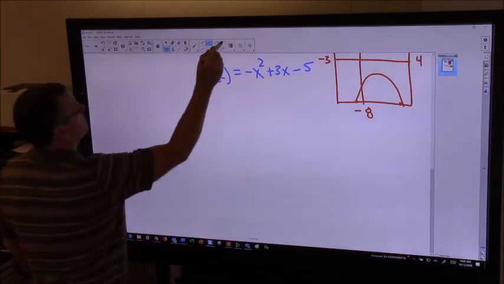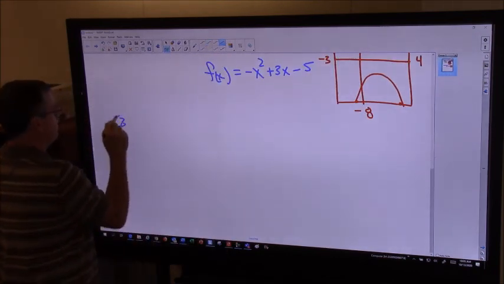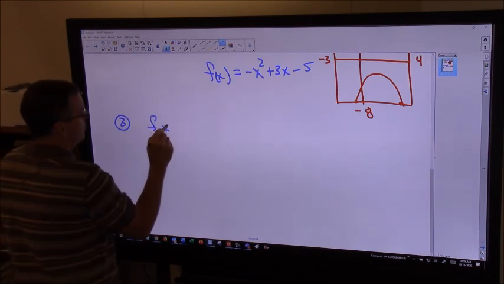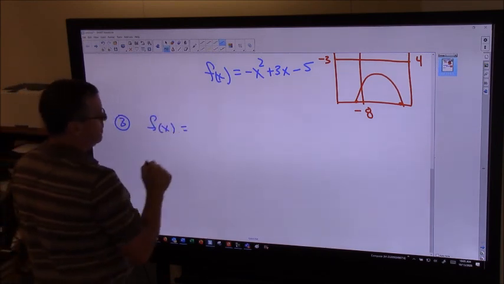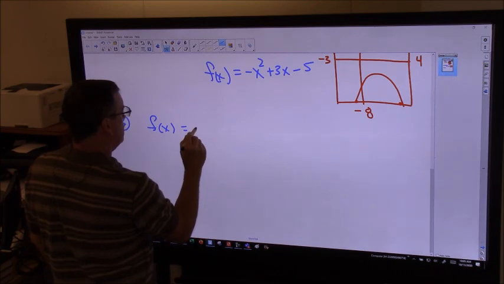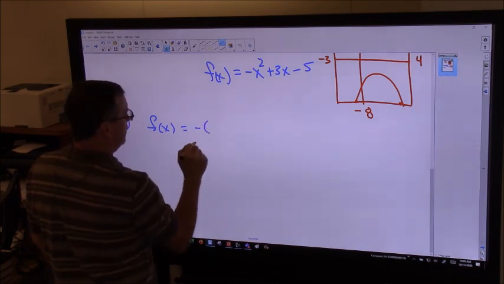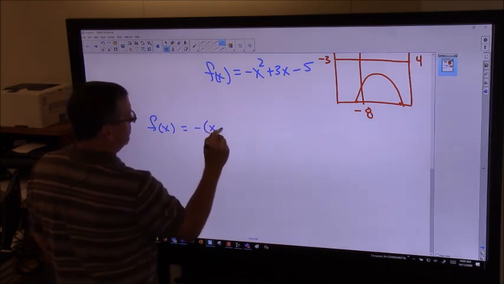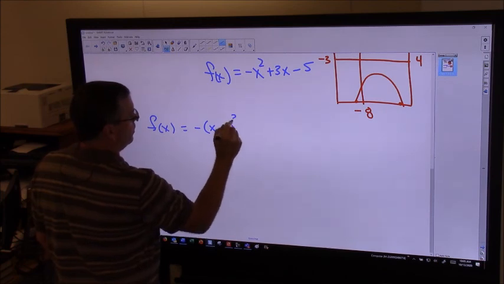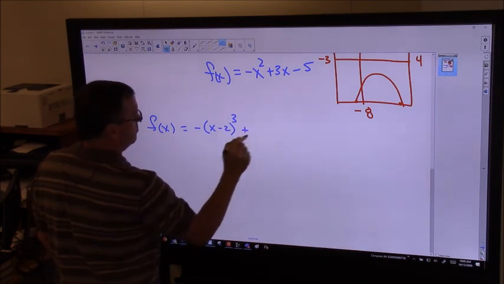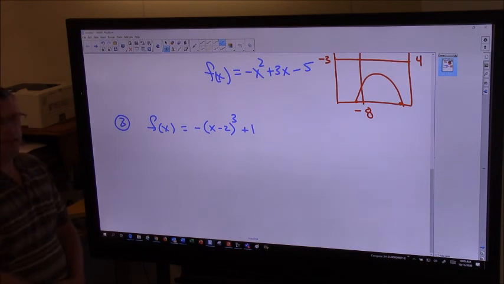You guys try this one. F of x equals a negative, and then in parentheses I've got x minus 2 cubed plus 1. Use your graphing calculator to graph that function.